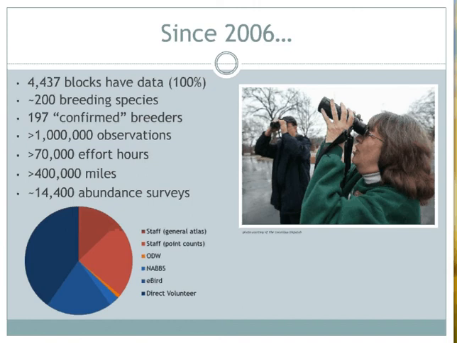From 2006 through 2011, we were able to get data for all atlas blocks, documenting around 200 breeding species. I think we had 217 species documented during the atlas. 197 of those were confirmed, so we had some direct evidence of nesting through building nests or fledged young. And we did that through more than 1 million breeding bird observations, 70,000 effort hours, 400,000 auto miles, and 14,000 point counts.